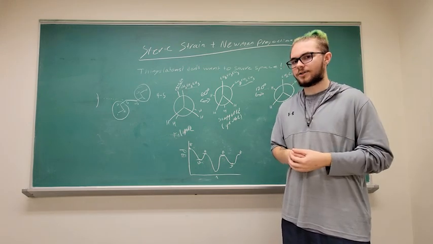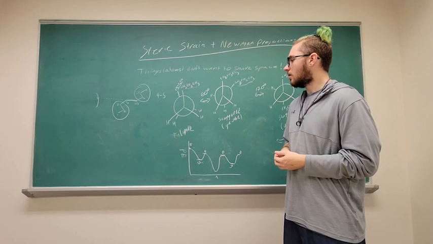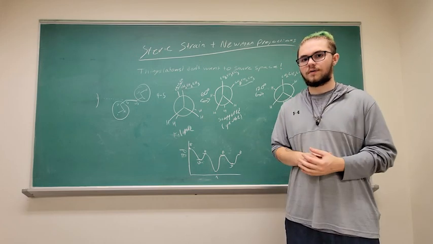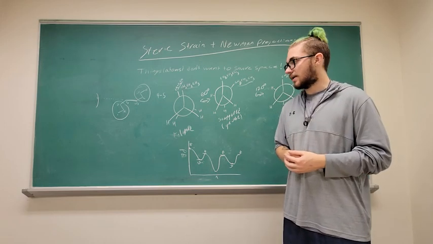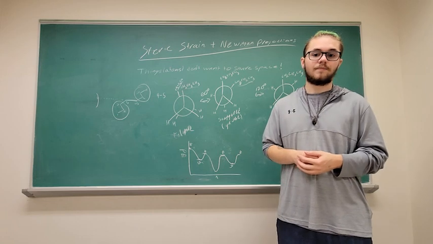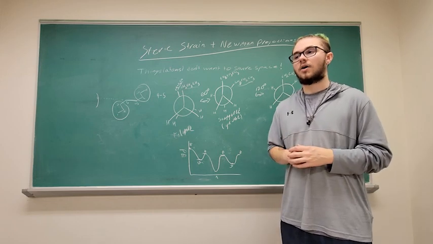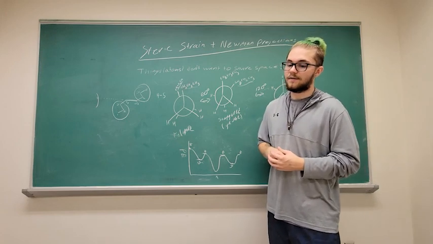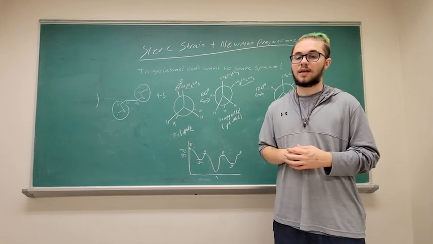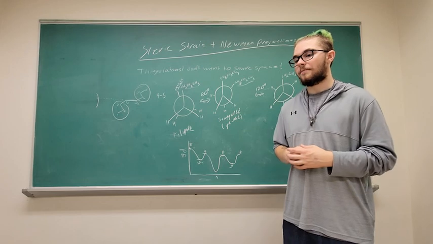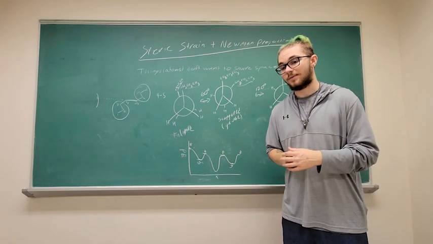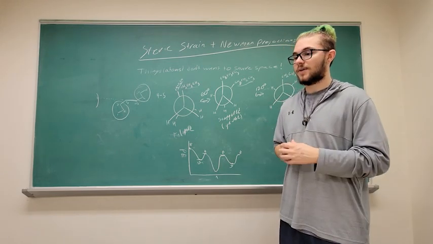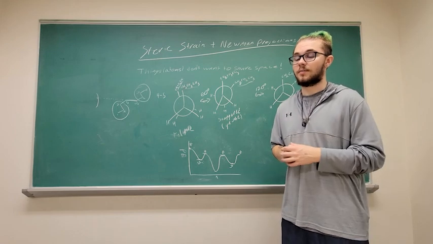I'll try to get out a lecture on how isomers of cyclohexane work and how those are able to be determined stability-wise, and how you can look at those in order to figure out what is the most stable and lowest in energy conformation of cyclohexane, because I know that is a typical topic of confusion.